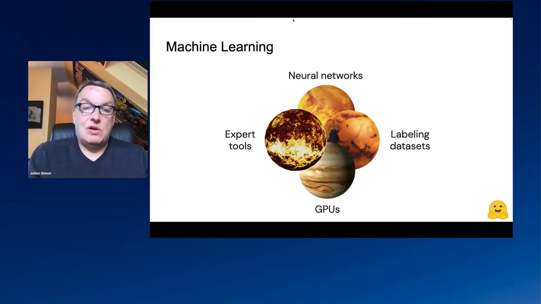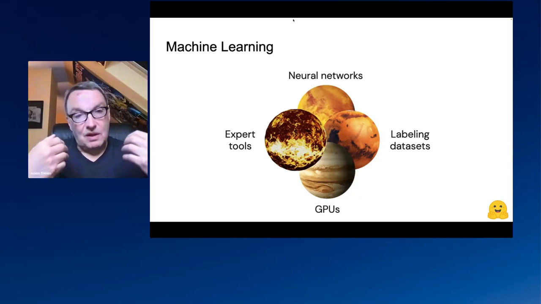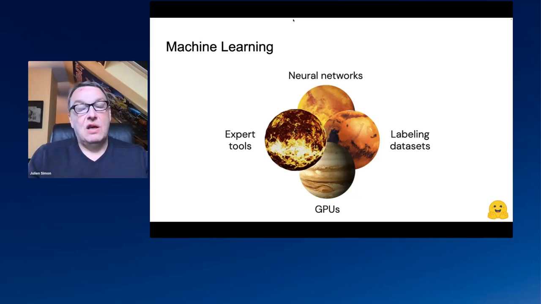You really need to understand the finer details of the machine learning process. You need to understand the finer details of the neural network you're working with. And that means that unless you have, I would say, a very strong background in computer science and statistics and machine learning, it's really, really difficult to get to a good result.